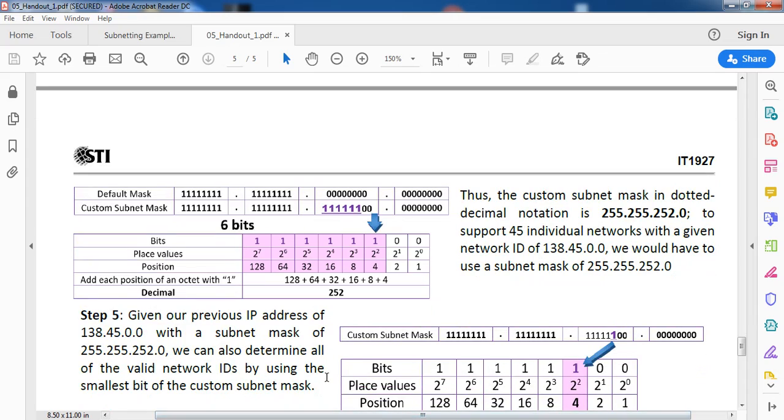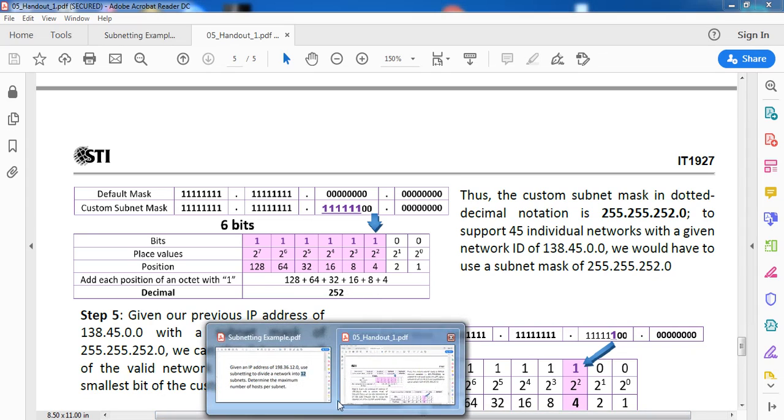Now, step 5 asks us to determine the list of the viable IP addresses given our subnet mask. So, before we go to step 5, let me go back to step 4. Let us convert our subnet mask into its decimal notation.